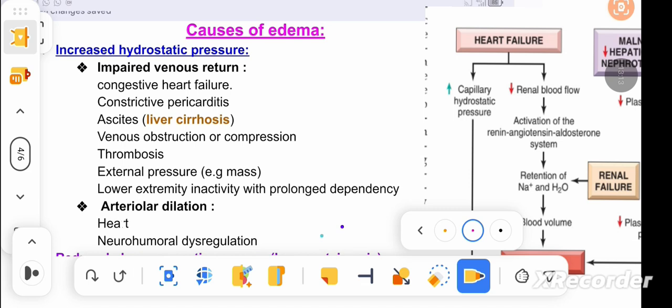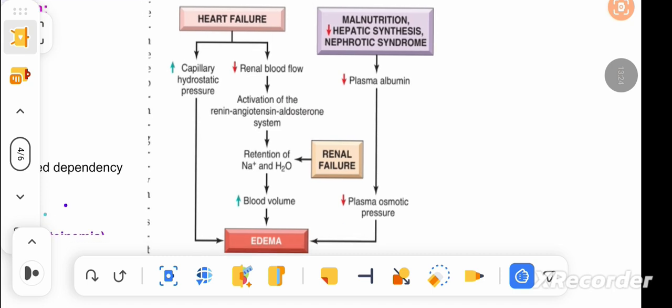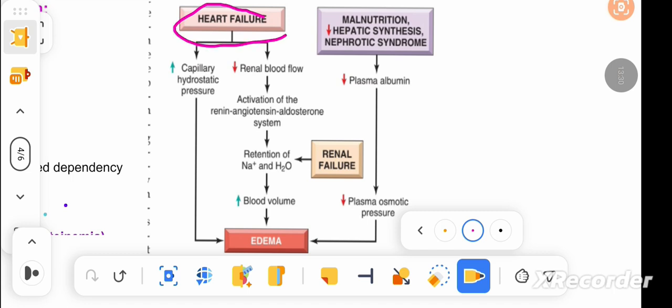Okay, but now let's understand how congestive heart failure can lead to edema. How? In a heart failure patient, we have increased hydrostatic pressure. The heart is failing to pump blood forward, so there will be accumulation of blood in the veins. That accumulation of blood in the veins will lead to increased capillary pressure.